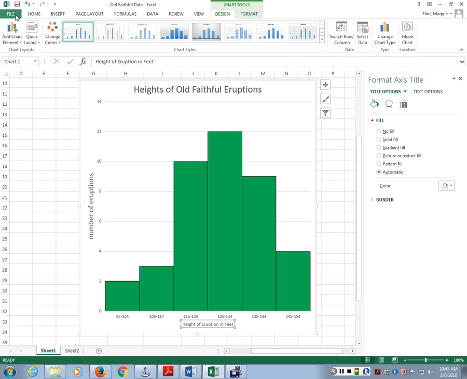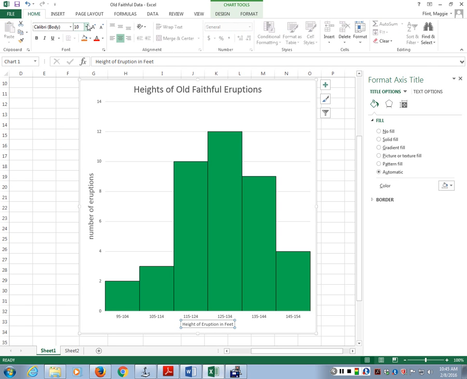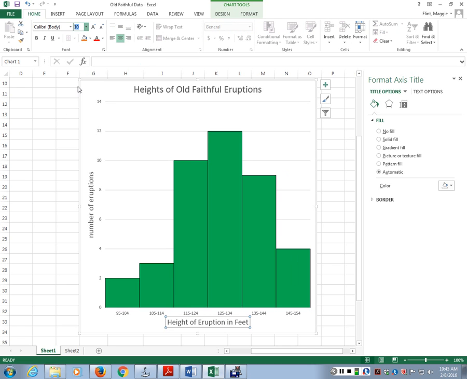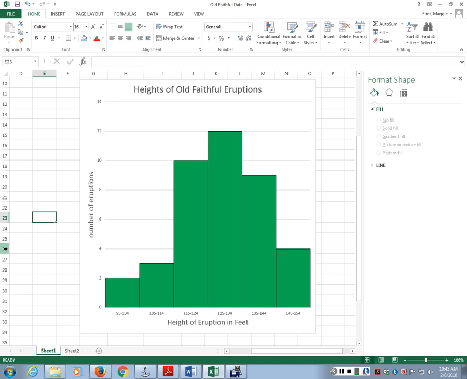And then I'd like for that to be a little bit bigger also, so I will tell it to make that in a larger font. And now my chart actually is very informative. Okay? Now if I had just left it alone at the beginning and just changed the titles for each of the bars, I would have had a bar chart.